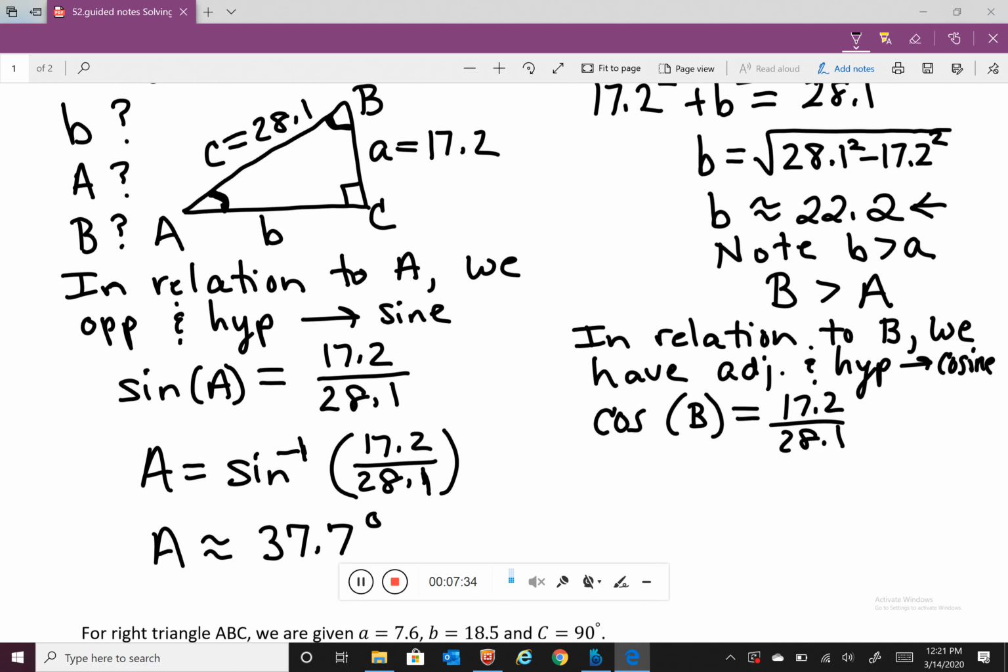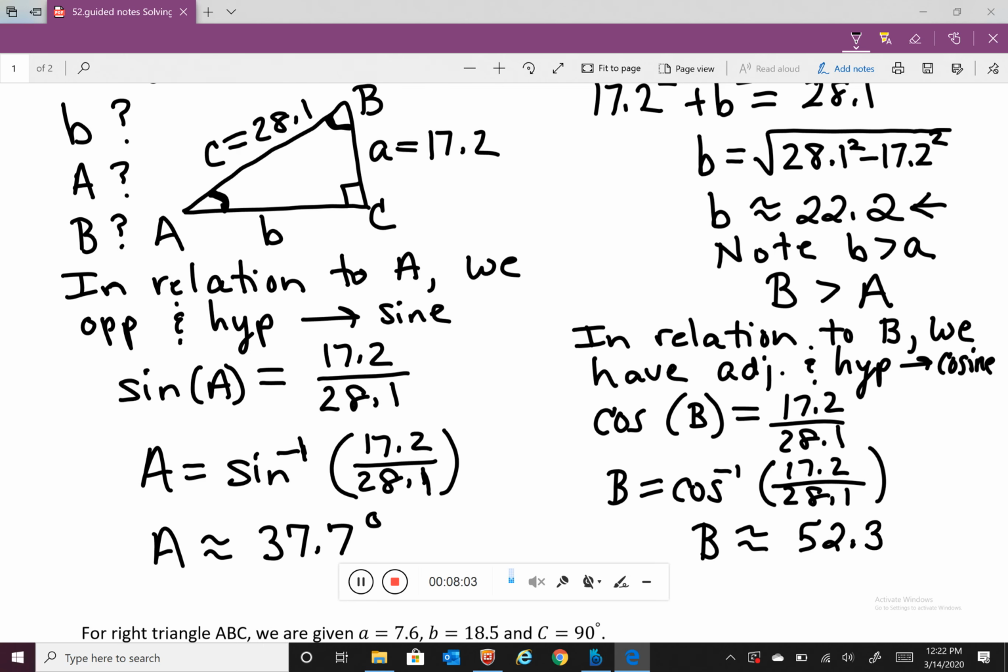And notice that's the same ratio, but now when we use our inverse trigonometric function of cosine, when we substitute that into our calculator, it's going to give us a different angle. So input cosine inverse of 17.2 divided by 28.1. And when we do that in our calculator, we will get 52.3 degrees, rounding to the nearest tenth.